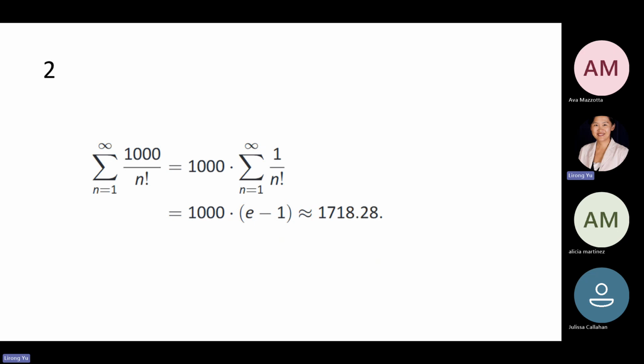All right, so this is a summation that starts with n equal to 1, but in the original formula n starts from 0. When n equals 0, 1 over 0 factorial is 1. So we don't have that term, and that's why we have to subtract it. e minus 1 is the result because this infinite summation does not have that 1 at first. So we have e minus 1 for the summation, and now 1000 times that is the total answer to the question.